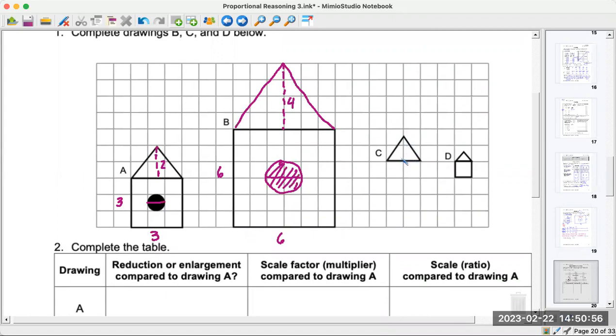Now let's look at C. C is a little trickier. We have only this, which is usually 3. Now it's 2. Oh, and this is 1/2. Oops. Do you see how it's not going all the way up to 2? It's 1.5.